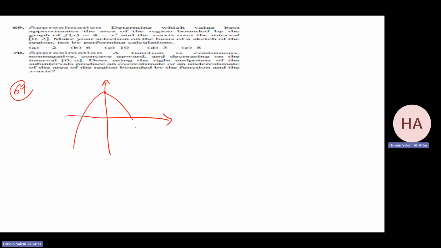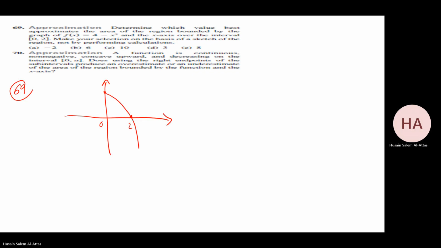something like this. You want it from where to where? From 0 to 2. So I care only about this, from 0 to 2. 2 means here. I'm dealing from 0 to 2. I want the one which can be used to approximate the area. What is best? Approximate the area of the region bounded by this and the x-axis over the interval. Make your selection without doing the calculation.